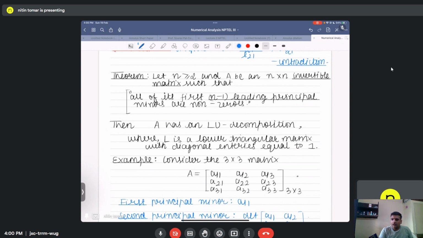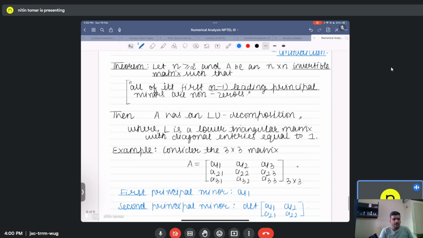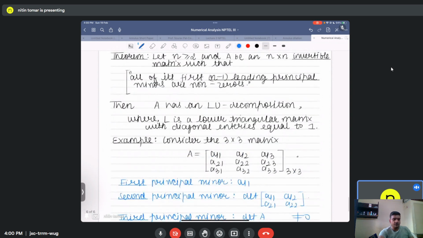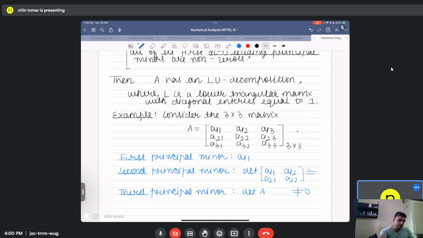So once again, if you want to apply this theorem, A has to be invertible first of all, which means the determinant of A has to be non-zero. Now it says all of its first n minus 1. What is n minus 1 here? 2, right? In this example, a 2 by 2 matrix. So this has to be non-zero and this has to be non-zero. If this happens, then A has an LU decomposition, correct?